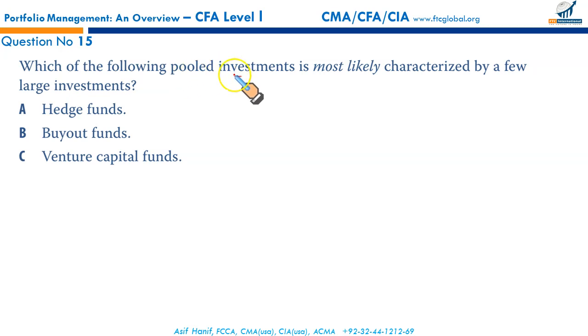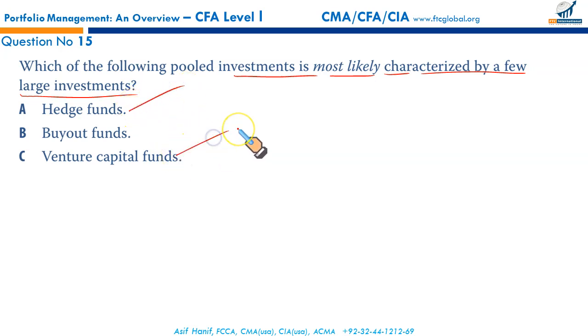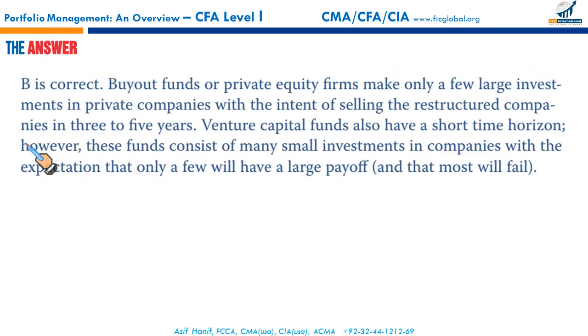Which of the following pooled investments is most likely characterized by few large investments? Hedge funds and venture capital funds may have many small investors, but buyout funds or private equity firms make only a few large investments in private companies with the hope of selling the restructured companies in 3 or 5 years. So buyout funds would most likely have few large investments. So that makes B the correct option.